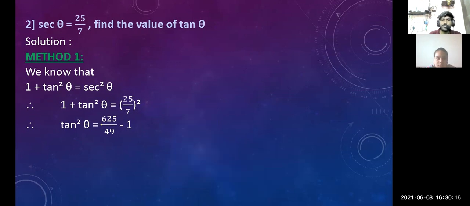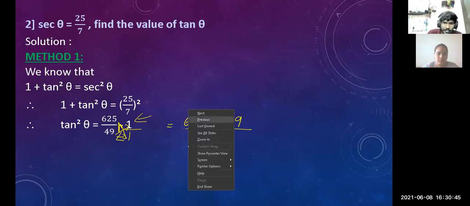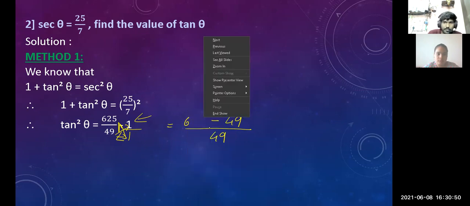Okay, so tan square theta is equal to 625 upon 49 minus 1. Now here you do the LCM, that is cross multiplication. When you take the LCM, you first do cross multiplication and then multiply the denominator also. So we'll have 625 into 1, that is 625, minus 49 into 1, that is 49, divided by 49 into 1, that is 49. So you'll have 625 minus 49 upon 49.